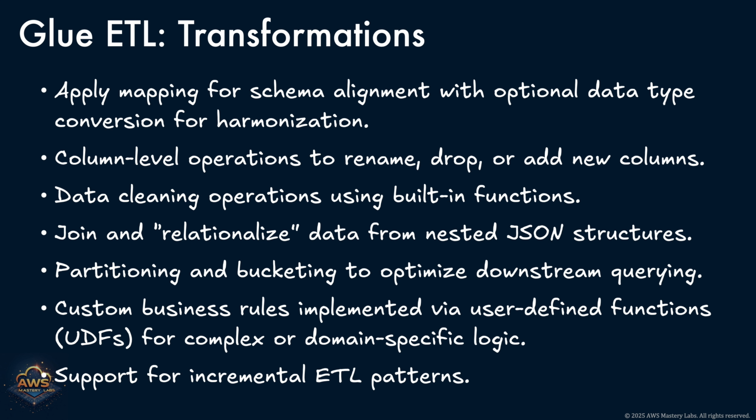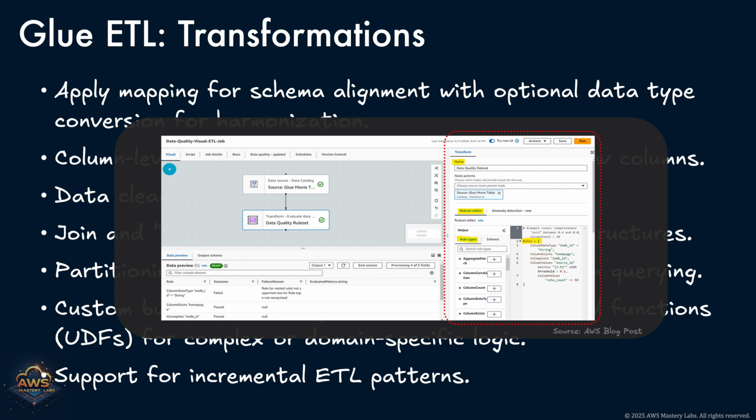When business logic gets complex, Glue doesn't hold you back. You can embed custom user-defined functions into your transformations, applying domain-specific rules or enrichment logic right inside the pipeline. Performance and query optimization are also part of the picture. With Glue, you can partition and bucket your output data, improving both query performance and data organization in your lake or warehouse. Another major advantage is the ability to implement incremental ETL patterns. You can configure your pipeline to process only new or updated records, making your jobs faster and more cost-efficient, especially when running frequently.